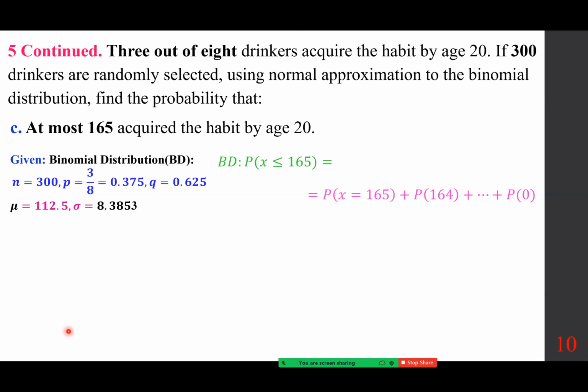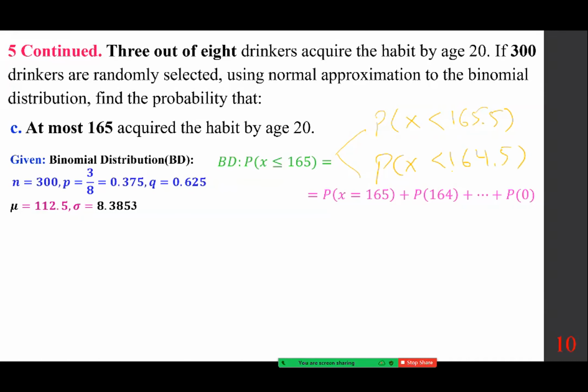Again, there are two ways to use the continuity correction factor and to go from binomial distribution to normal distribution. We can use one of these two. And we want to see which one. So I want everybody to pay attention. We either have to subtract or add 0.5. This is a continuity correction factor because we want to go from binomial to normal distribution.